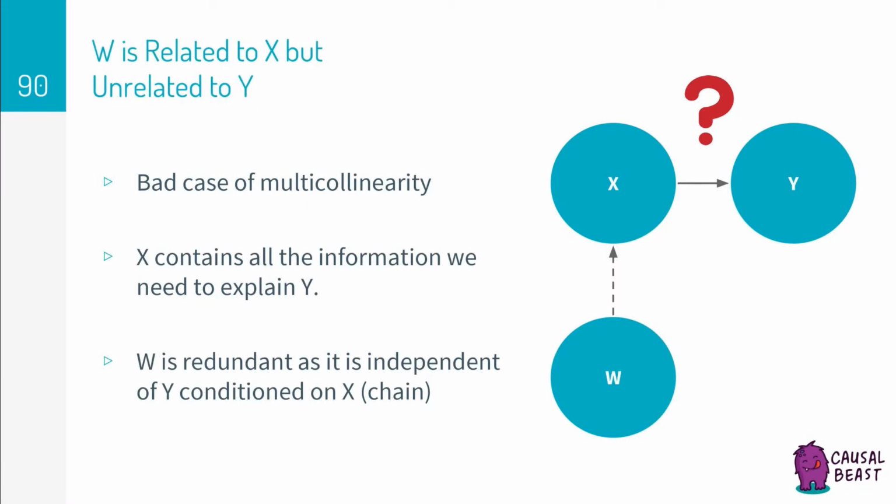Next, let's consider the case where w is related to x, but unrelated to y. This is what social science researchers would call a bad case of multicollinearity, and we don't like that. You can basically think of it like this. X carries all the information it needs to explain y. Therefore, w is redundant, since x is already included in the regression. We want to keep w omitted.